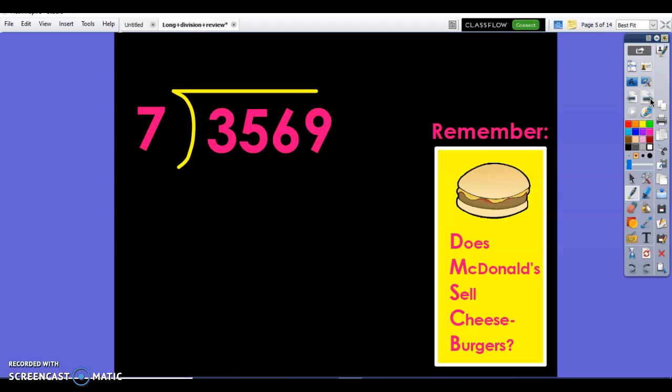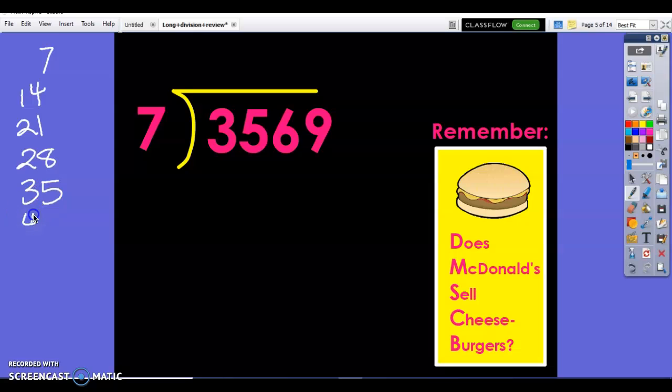Next one, I have 7 on the outside, so it reads 3,569 divided by 7. So to the outside, put your multiples of 7. The more you write them down, the easier it becomes to memorize. I'll help you with this one. We have 7, 14, 21, 4 is 28, 5 is 35, 6 is 42, 7 is 49, 8 is 56, and 9 is 63. Put this on the outside.